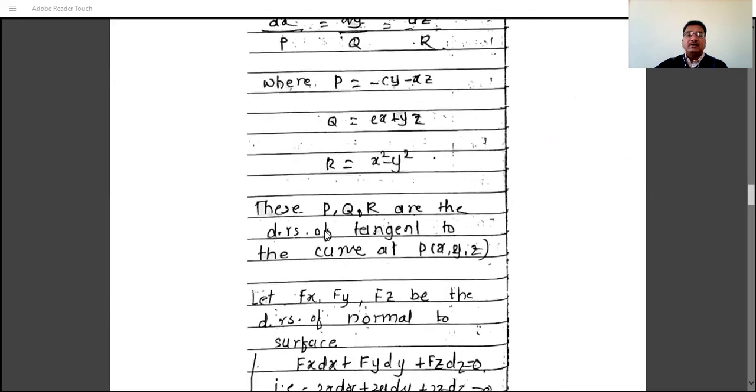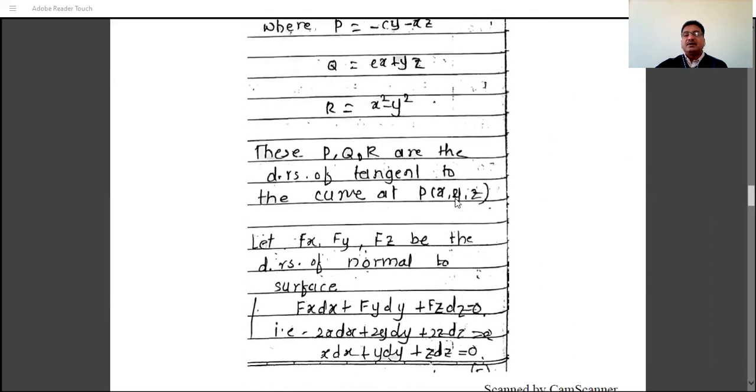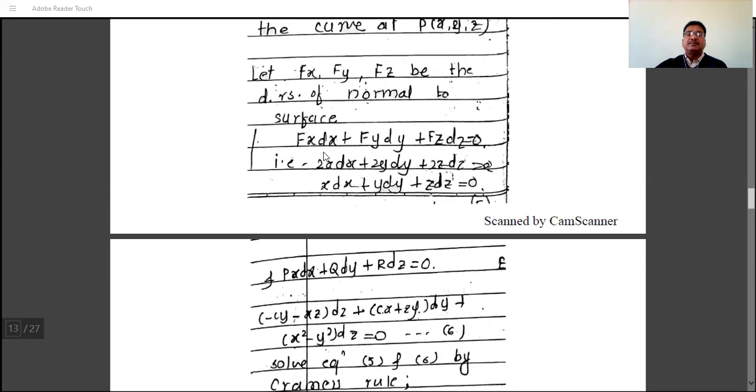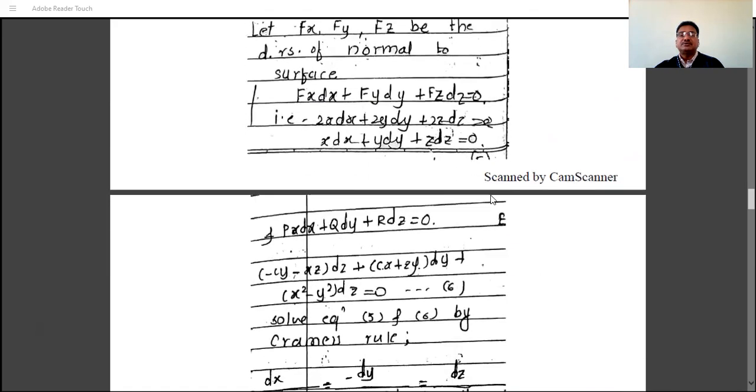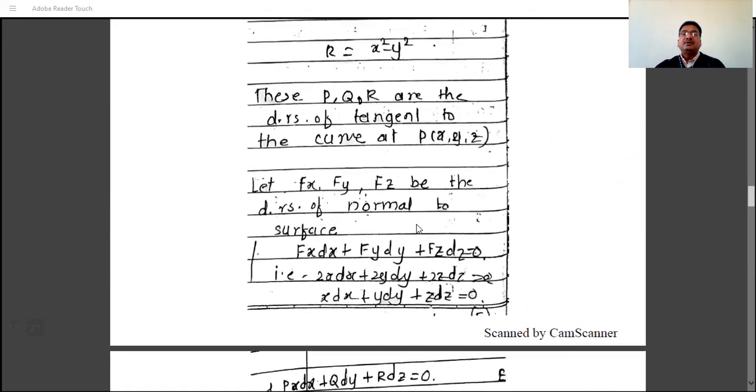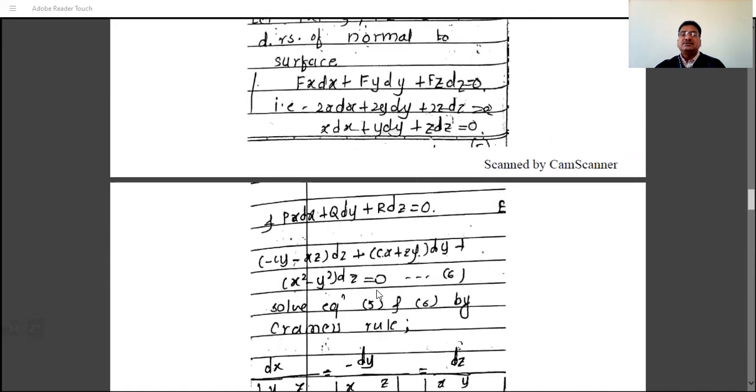So what are these pqr? Direction ratios of the tangent to the curve at this point. And as fx, fy, fz are the direction ratios of the normal to the surface, we have fx dx plus fy dy plus fz dz is equal to 0. That is, fx is 2x, fy is 2y, fz is 2z, and therefore x dx plus y dy plus z dz is equal to 0. This is equation number 5. And p dx plus q dy plus r dz is equal to 0, by using the condition of orthogonality.